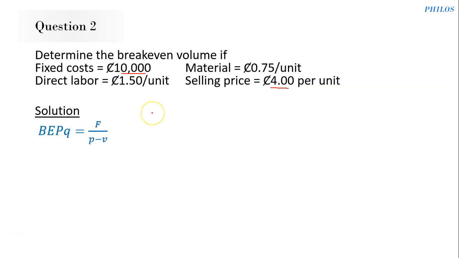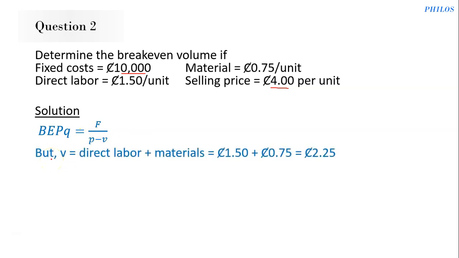So that means you need to find the variable cost yourself. Remember that the examples of variable cost are labor and material. So to get variable cost, you can simply add labor and material together. The labor cost per unit plus the material cost per unit should give you the variable cost. That will be 2.25. So now we know the variable cost.